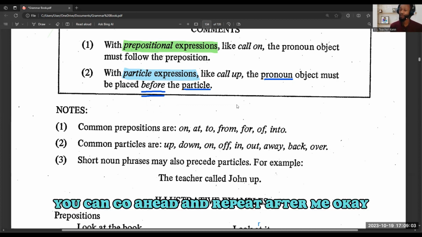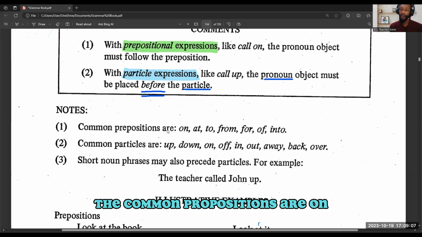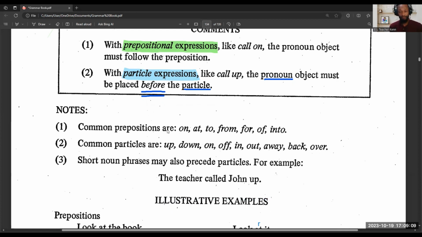You can go ahead and repeat after me. The common prepositions are on, at, to, from, for, of, into.